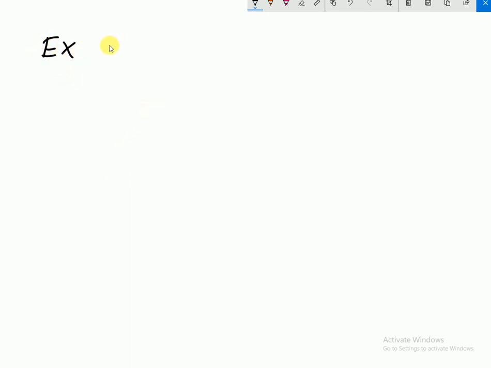Exercise 4.3, Number 1, A. You are requested to calculate the inclination. Inclination means the angle. Find the inclination of the following straight line, giving your answer correct to at least 1 decimal place. People, you're given y equals 2x minus 4.